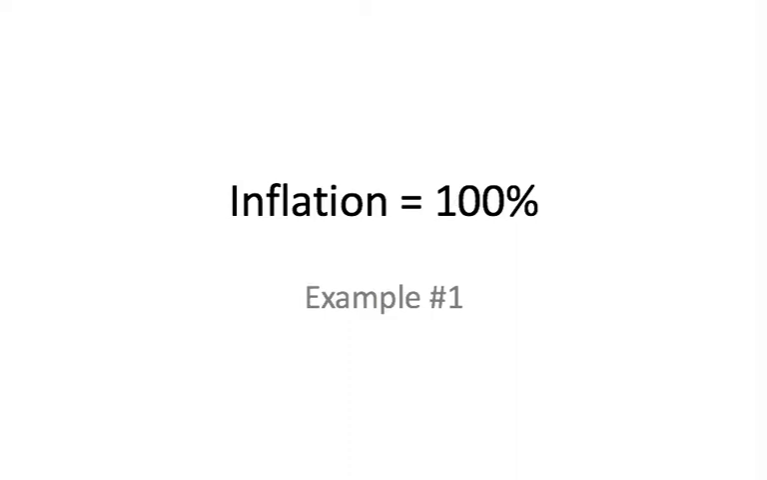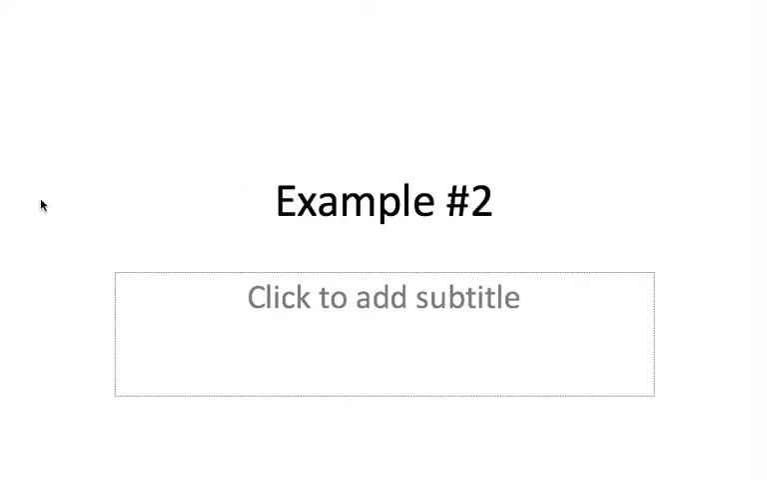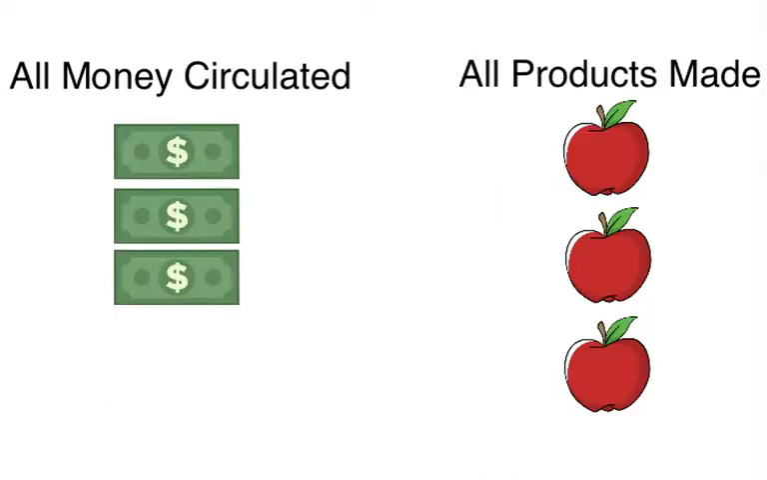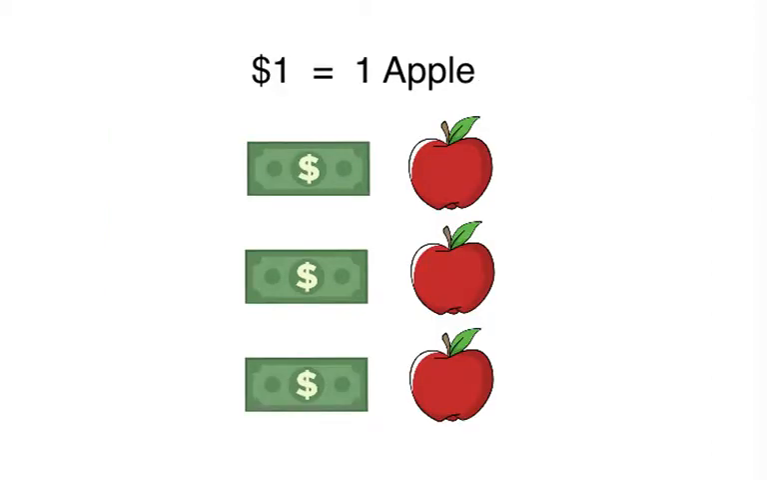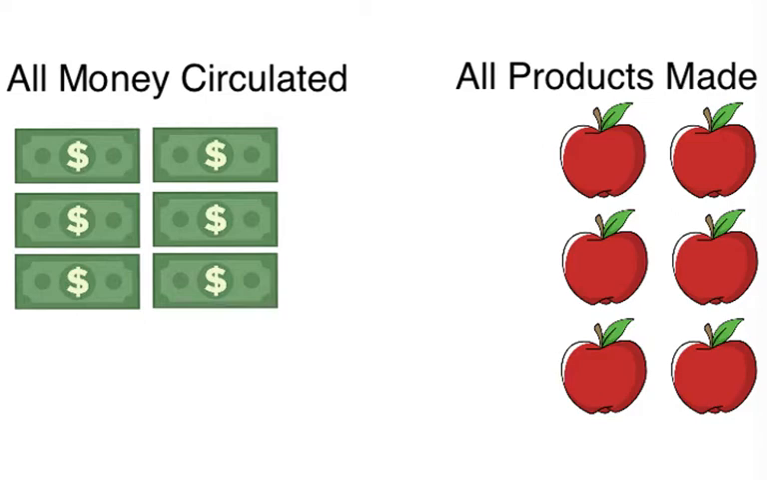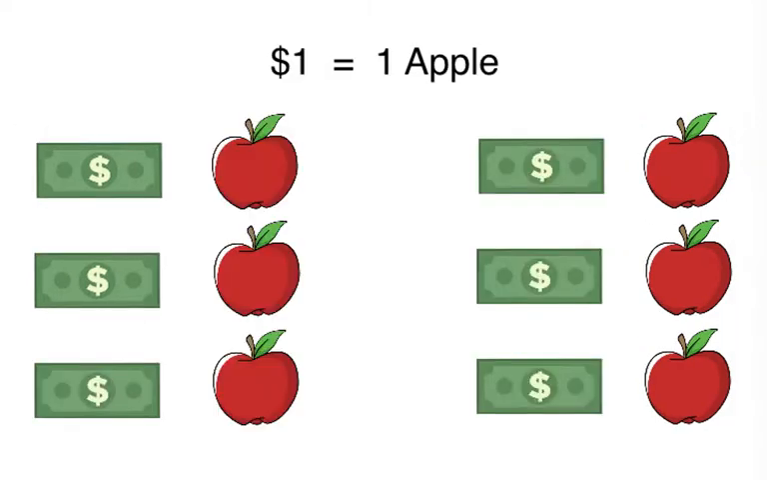An inflation rate that high usually comes from printing of money historically. So let's do another example. Let's have our same starting off point: $3 circulating through the economy, three apples, and $1 for each apple. And let's say that the amount of money circulating through the economy increases to 6, doubles as well. However, the economy is producing more goods. So in this particular case, each apple would still be worth $1.